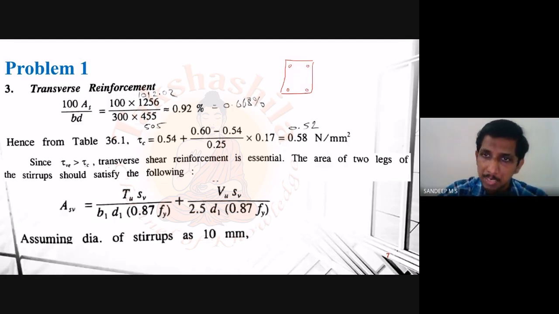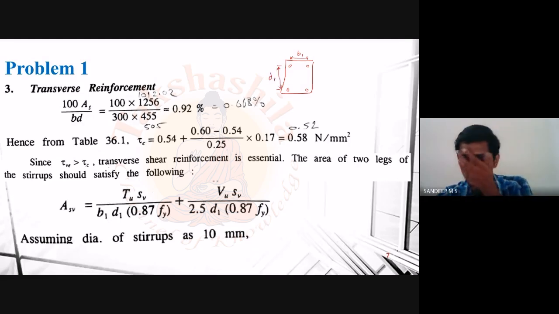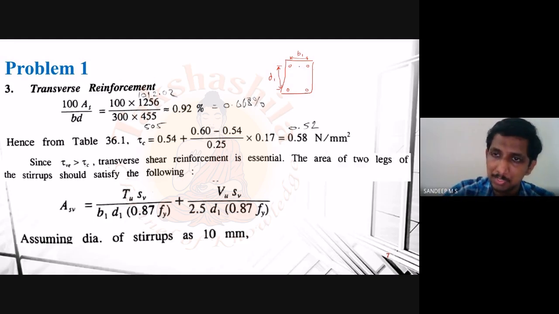So basically B1 means the center to center distance between these bars. The distance from the center of the first bar to the center of the second bar is termed as your B1. Similarly, the distance from the center of this bar to the center of this bar in the vertical direction is termed as your D1. I hope the concept is clear. It's pretty simple, just the center to center distance between these corner bars.